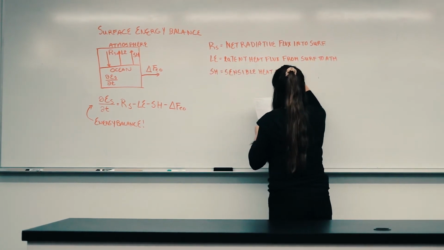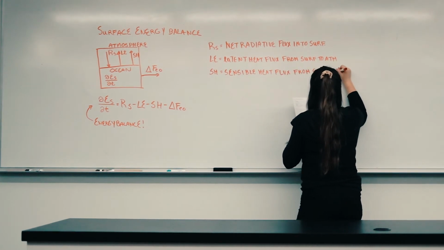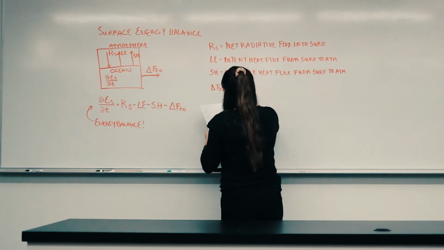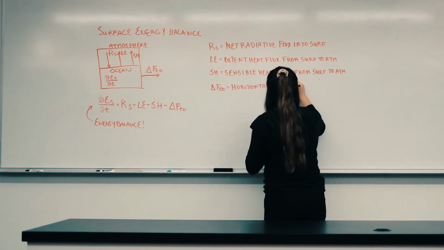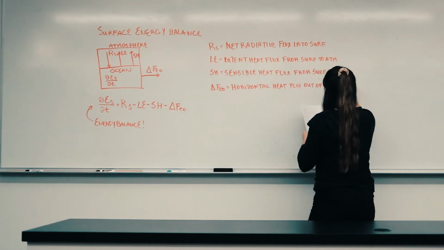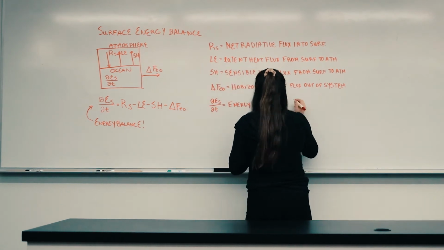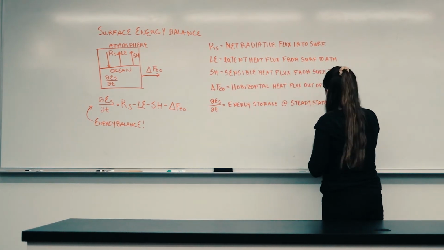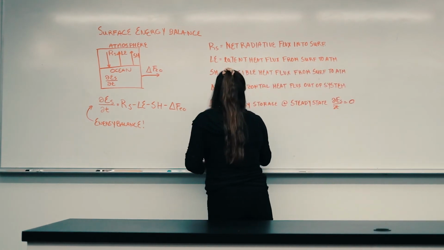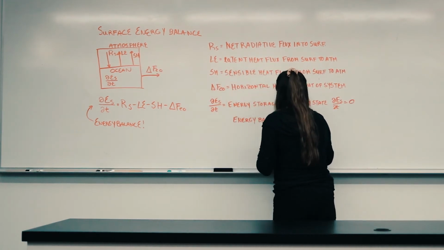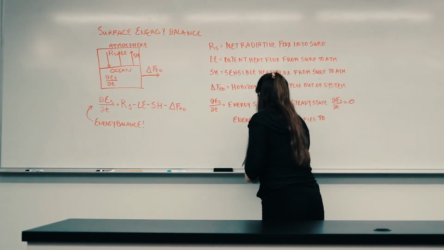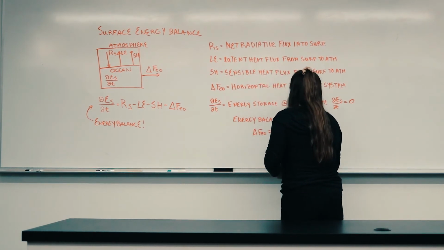Le is the latent heat flux from the surface to the atmosphere. This heat flux depends on the latent heat of vaporization of water vapor, or in our case, the heat of vaporization of chocolate milk. Sensible heat, or SH, is a sensible heat flux from the surface to the atmosphere, which is a flux of energy conducted from the surface to the atmosphere. Delta FeO is the horizontal energy flux out of the control volume.